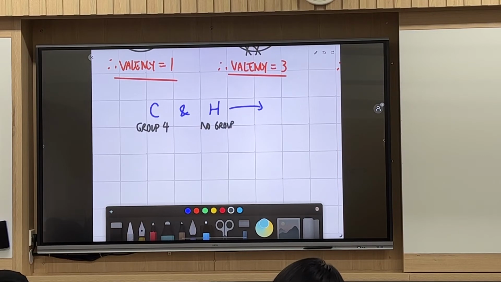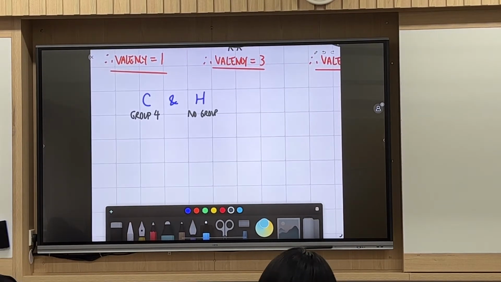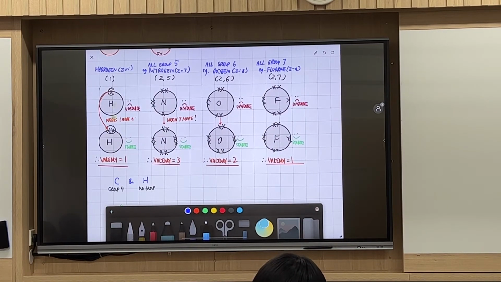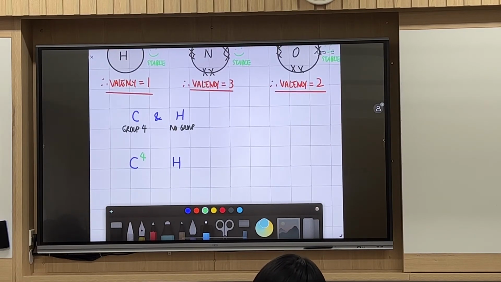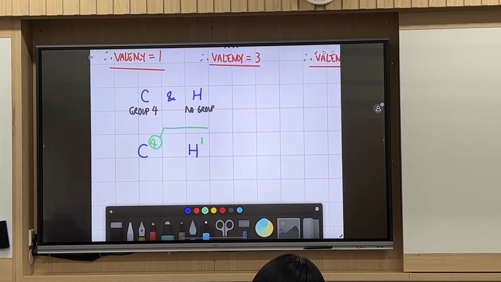So how many electrons do they need to become stable for carbon? 4. Yeah, 4. So therefore we say the valency of carbon is 4. And hydrogen, even though it doesn't belong to any group, what did we discuss earlier? Hydrogen has a valency of 1. So can you draw it like charge? But these are not charges, these are valency. So you can put down what these numbers are. These are the valency of atoms.